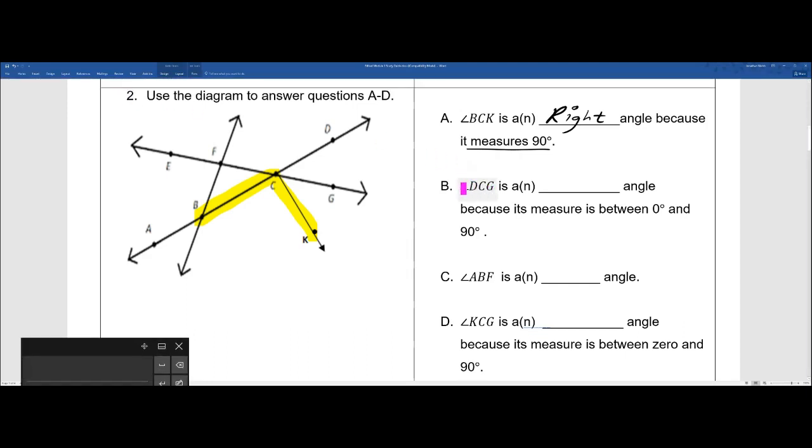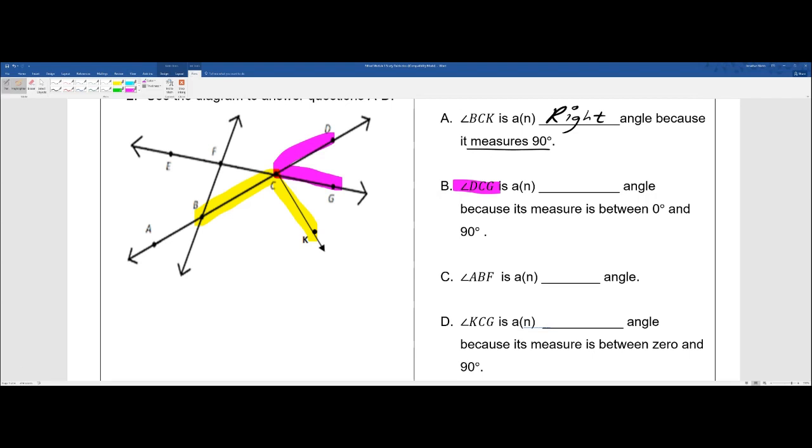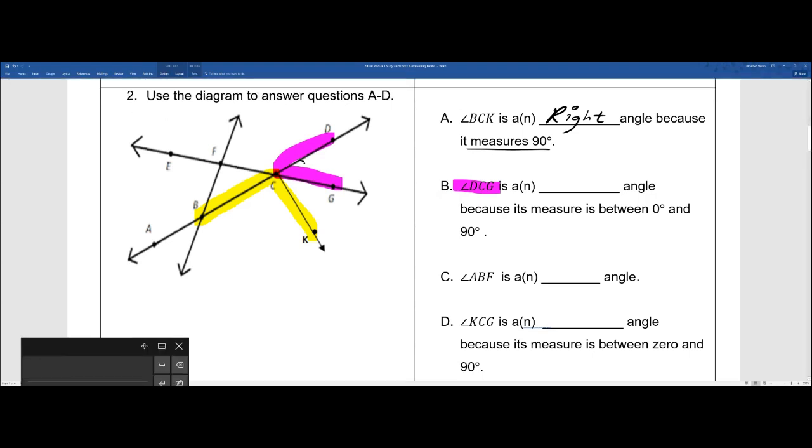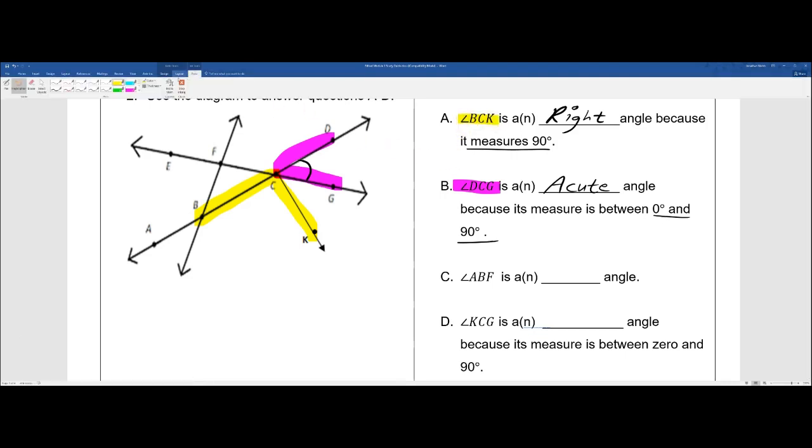Next up, it's saying DCG. For DCG, it's that angle, and they say it measures between 0 and 90, so it'll be an acute angle. Just remember, if it's smaller than 90 and between 0 and 90, it's acute.